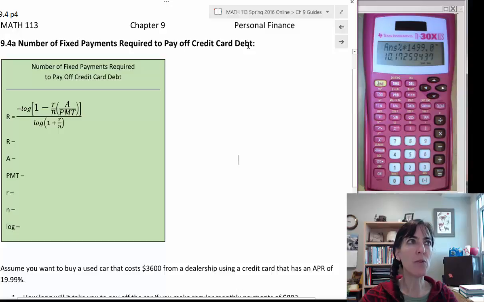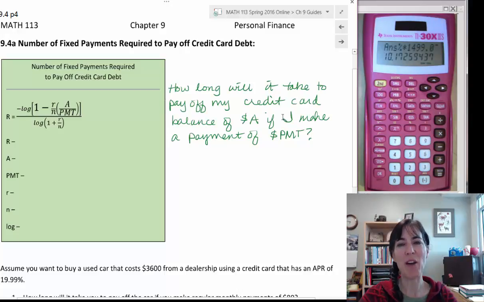It is the number of fixed payments required to pay off credit card debt. And it answers a specific question: how long will it take to pay off my credit card balance of $A if I make a payment of PMT dollars? And here's the formula, and we have one little piece that's kind of different than what we've seen before, but the rest of the variables are pretty much what we've looked at before. So I'll explain each one as we go.